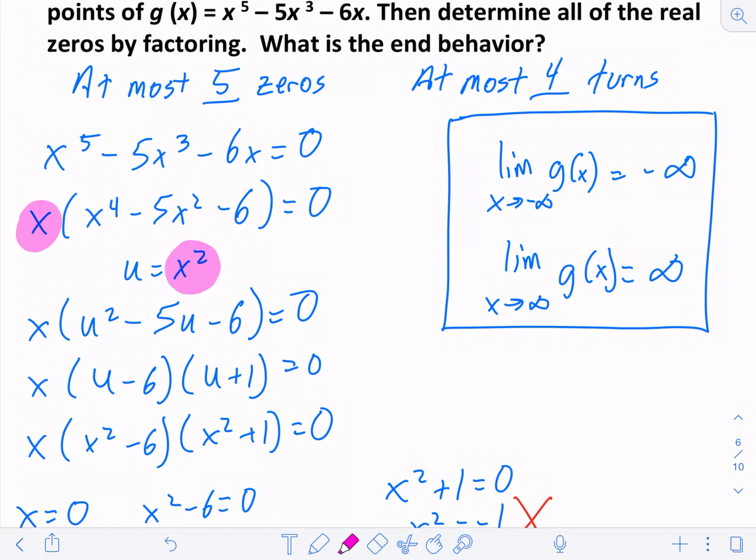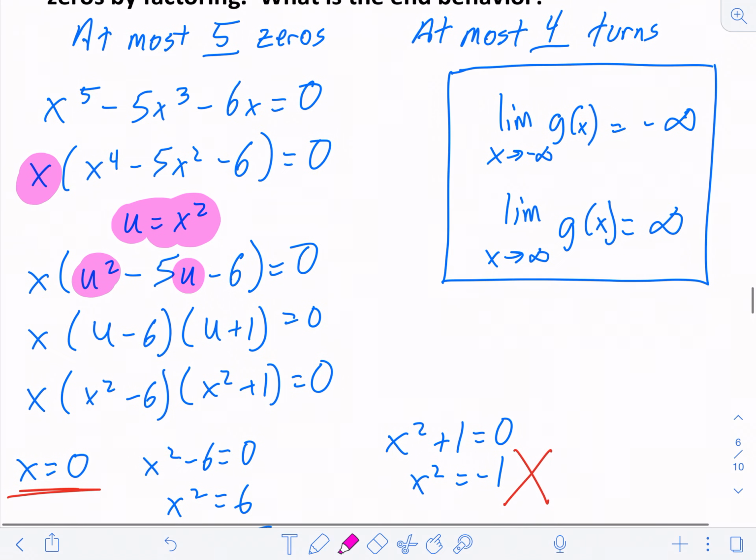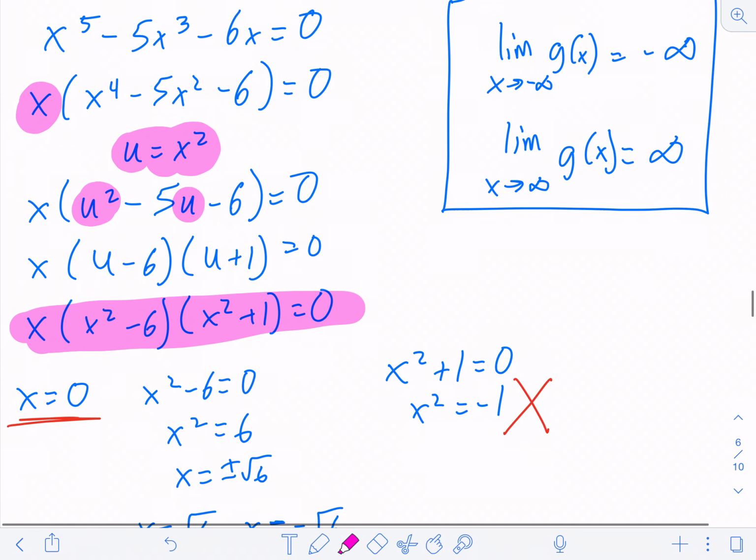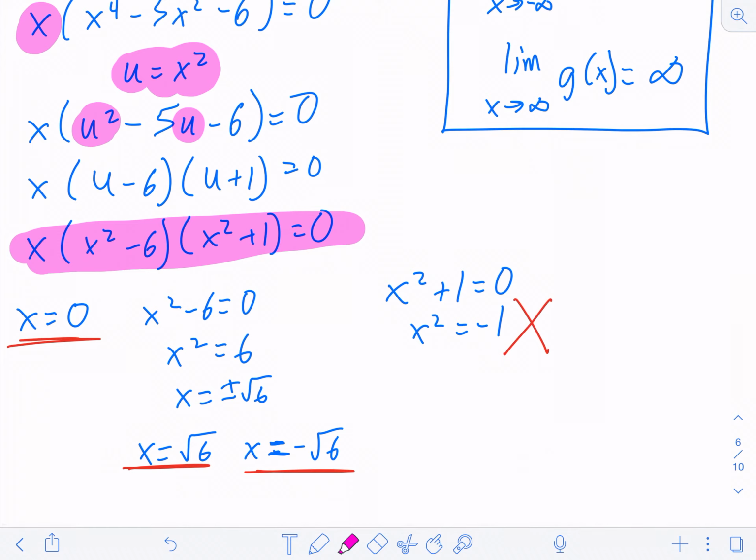And then I did my substitution of u is equal to x squared. And when I did that, I now replace this with u squared and 5u, right? Because that x to the 4th was really x squared squared. I factored it, and then I could plug the x squared back in, which is what I did down here on this last step. So now that I have this, can I set each one of those factors equal to 0? Sure. So I do that, and I get x equals 0. That's the first factor. x squared minus 6 equals 0. That means x equals plus or minus square root of 6.